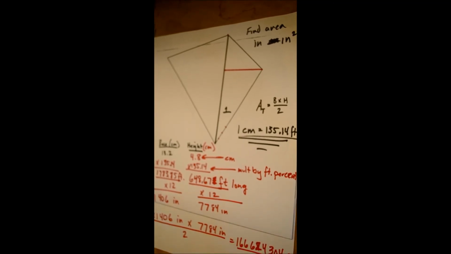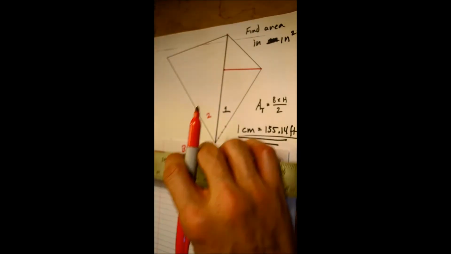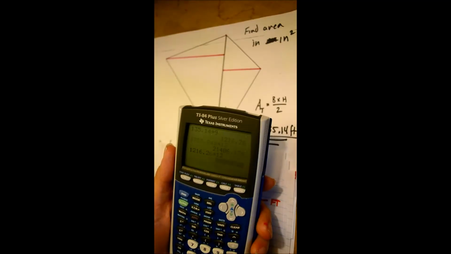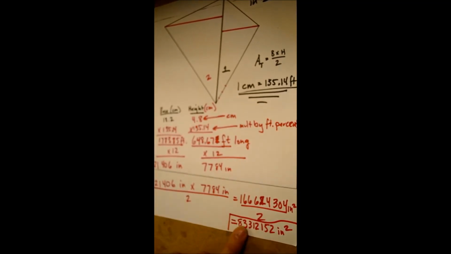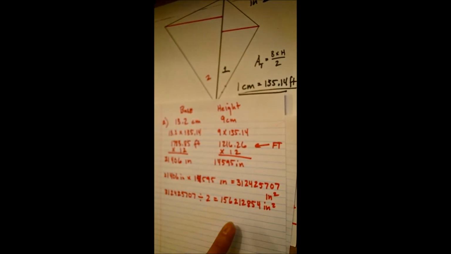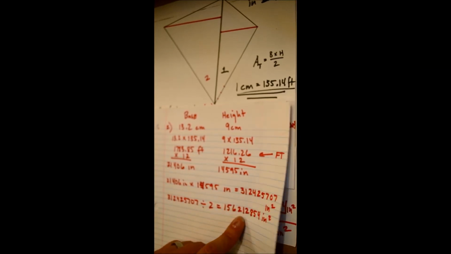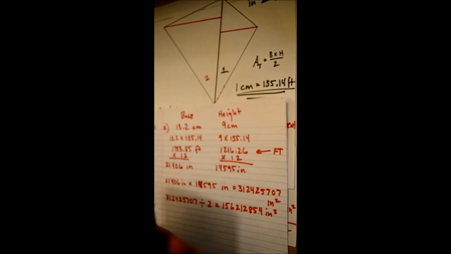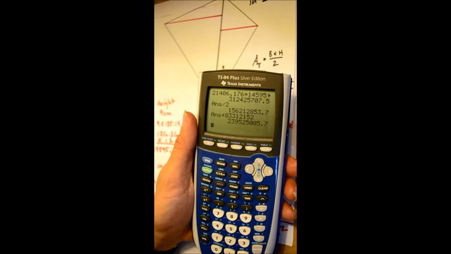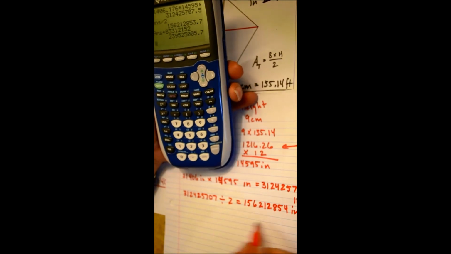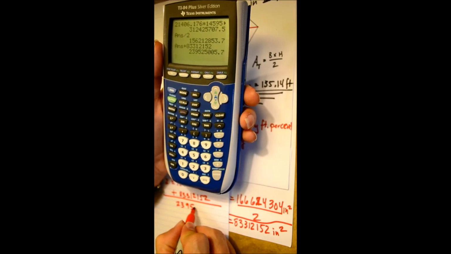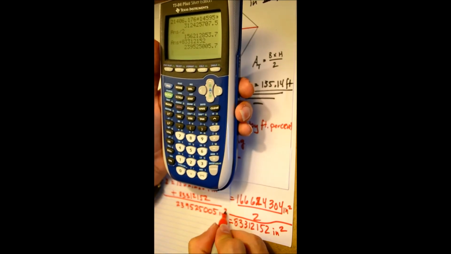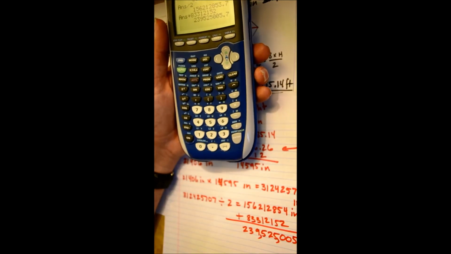Now I'm going to do the other triangle. I'm going to speed it up a little bit so you can just kind of see how it works again. There. Now, I've determined the area of the first triangle and the area of the second triangle. So to get the area of the map, I simply add that area to that area. And I get this big fat number right here. $239,525,005 inches squared.